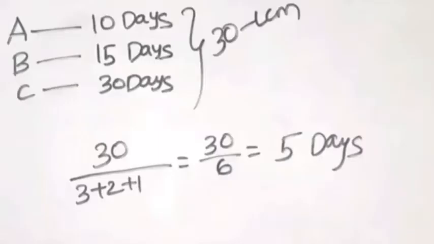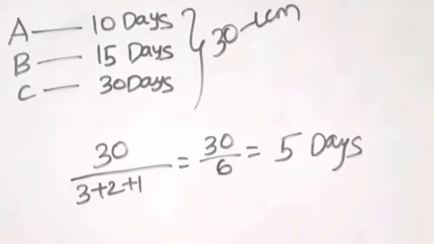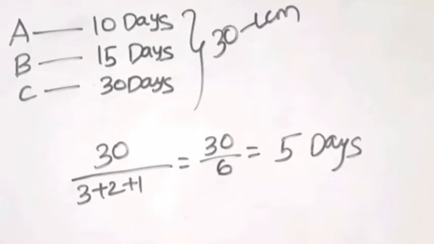Okay, so in the question what they gave, I have written that only. A can do in 10 days, B can do in 15 days, C can do in 30 days, and the LCM is going to be 30. 10 is 3 times of 30, 15 is 2 times of 30, 30 is 1 time of 30. So 30 by 3 plus 2 plus 1, so 30 by 6. In 5 days A, B, C can complete the whole work. So this is the simple solution. Let's move forward to the next question.